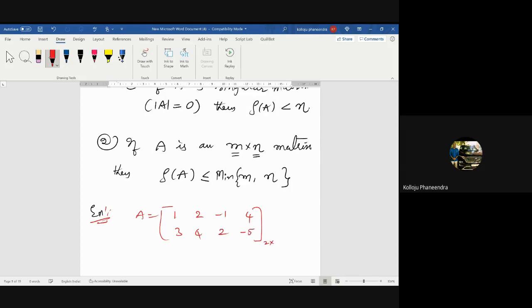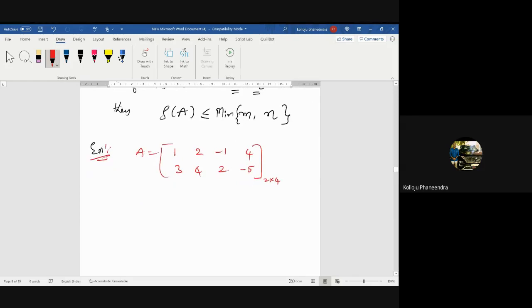I will select a 2 by 4 matrix. So what is the square submatrix order? We can select which square order? 2 by 2. Right? Let me select any 2 by 2: 1, 2, 3, 4.